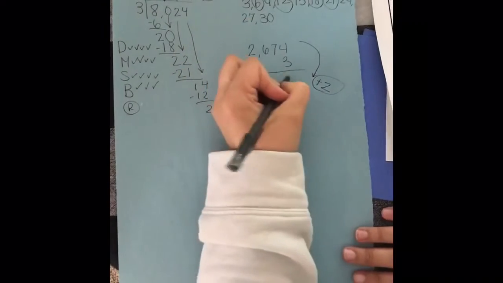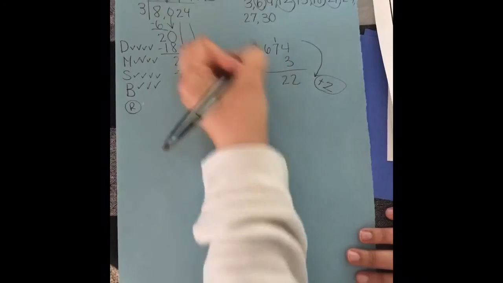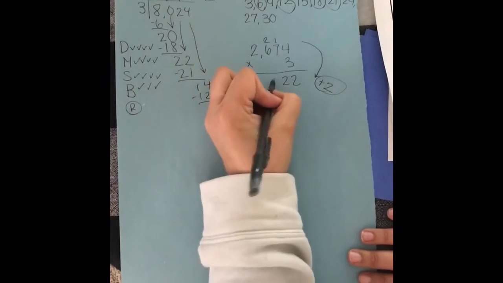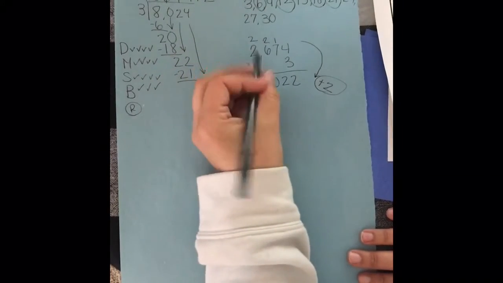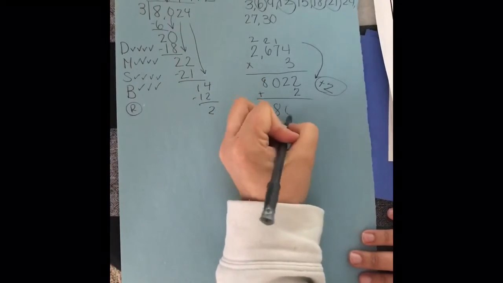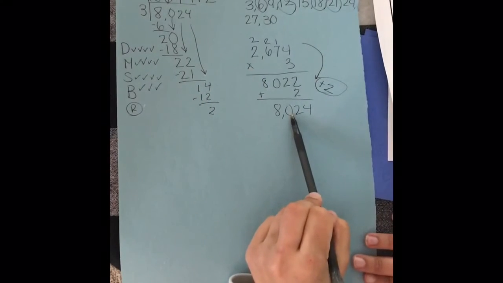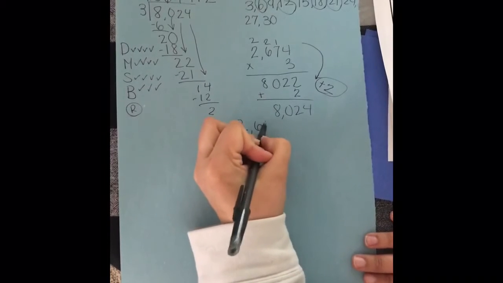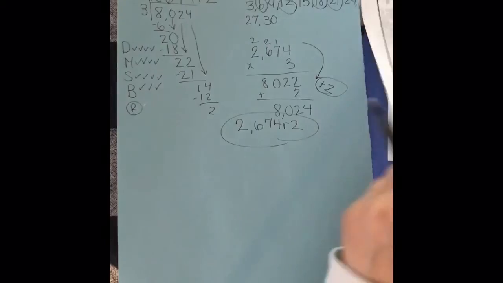So 4 and 3 is 12. 7 and 3 is 21, plus 1 is 22. 6 and 3 is 18, 19, 20. 3 and 2 is 6, plus 2 is 8. And then we add that remainder. And voila, we got the same dividend as our product over here. So we know our correct answer is 2,674, remainder 2. Nice work.